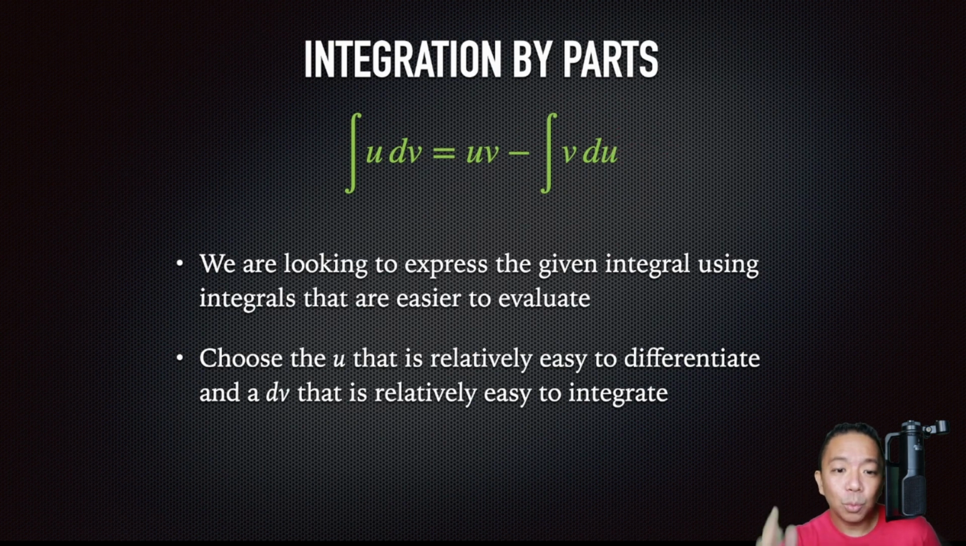So what we generally want is to choose a u na madaling i-differentiate. Bakit? Kasi pag nahanap natin yung u, ang kailangan natin ay du dun sa bagong integral. And a dv that is relatively easy to integrate. Bakit? Kasi ang kailangan naman natin dun sa bagong formula ay yung expression na v. So, in converting from the integral to u dv, si u, ang destination niya ay maging du, si dv, ang kanyang goal, ang kanyang objective ay maging si v. Kaya gusto natin ng dv na madaling ma-integrate at u na madaling ma-differentiate.